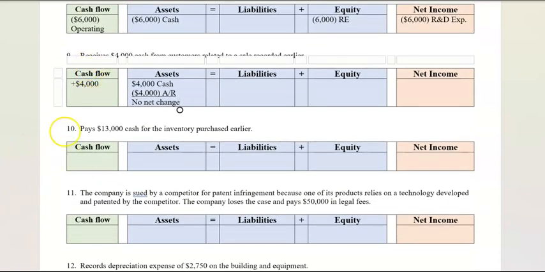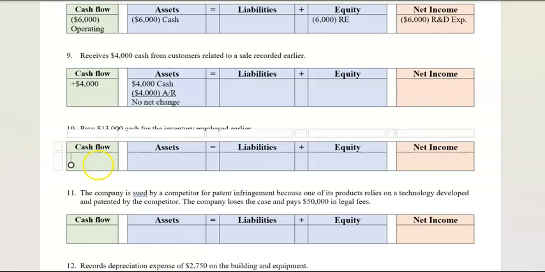Transaction 3 says the company pays $13,000 cash for the inventory that had been purchased earlier. So clearly we have a cash payment. That cash payment for inventory is an operating cash flow. Under assets, we need to record that $13,000 cash payment.